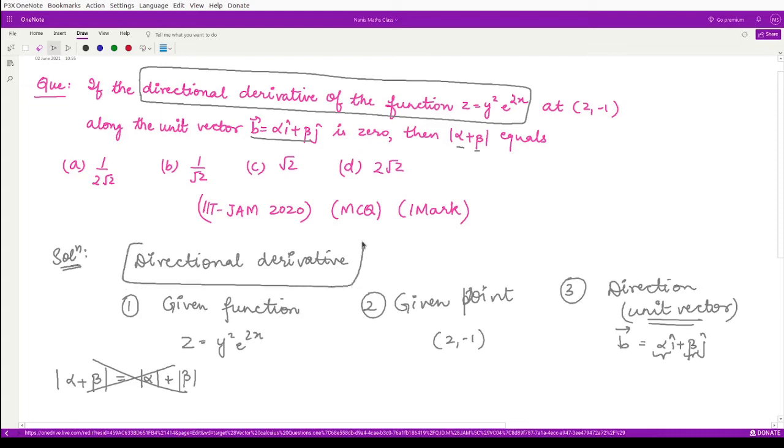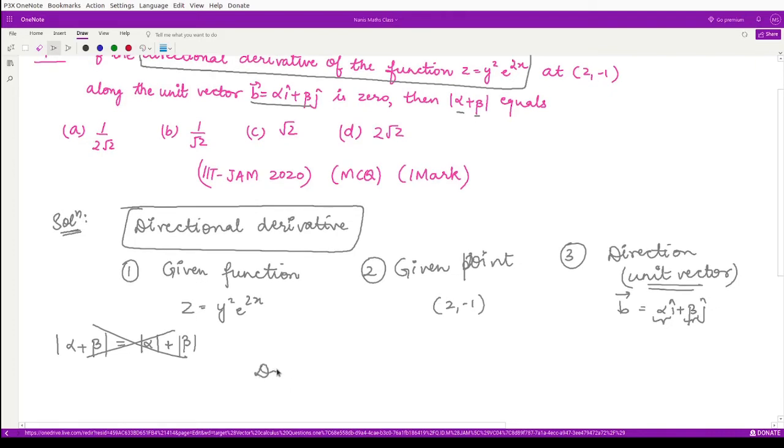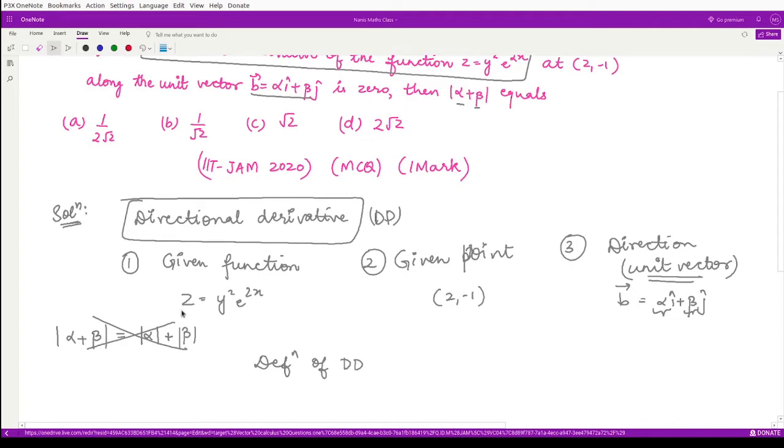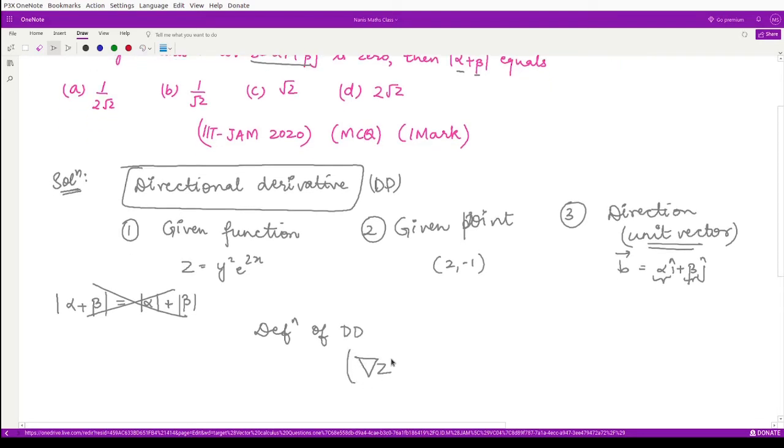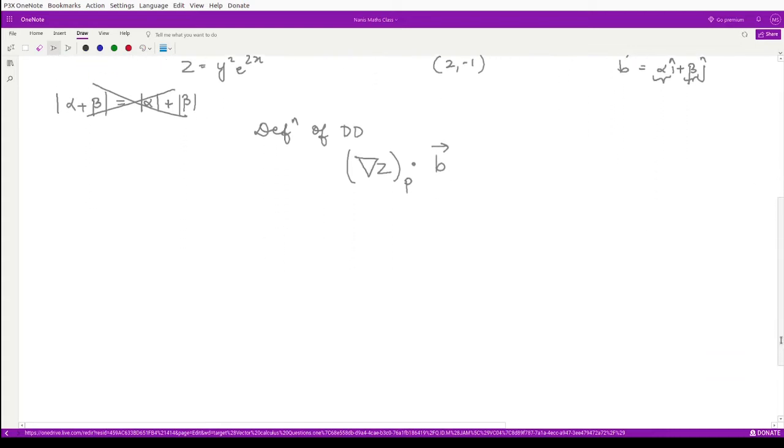That means first we have to calculate the directional derivative. So what is the definition of the directional derivative? Suppose I am calling it dd. Our function here is z, so firstly we calculate the gradient of this function z at the point p, and then we take the dot product of this gradient with the unit vector. This is the definition for calculating the directional derivative.